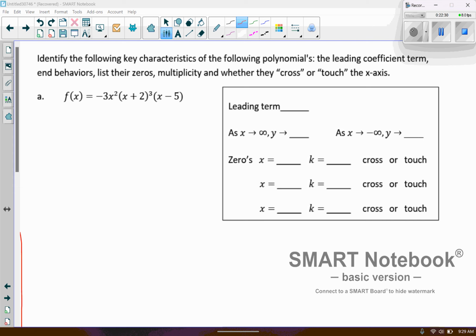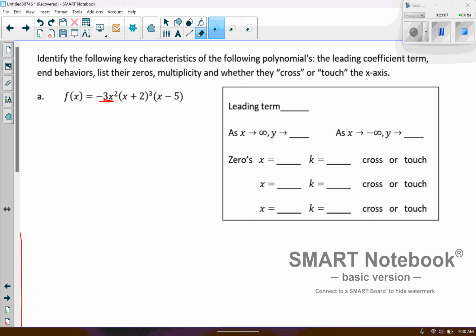Okay, now we're going to get a little bit more practice, but with an equation, so not the picture. So now we have to figure this out if we're given an equation. It says identify the key characteristics of the following polynomials: the leading coefficient term, the end behaviors, list their zeros, multiplicity, and whether they cross or touch the x-axis. Okay, so the first thing we have to do, this is something we haven't done before, is figure out what the leading term is, because it's not this. It's not the -3x squared.